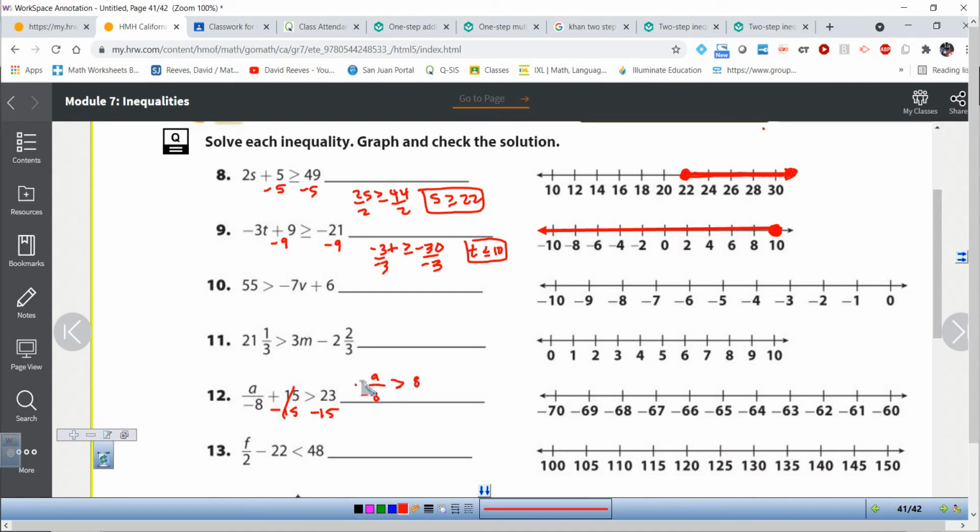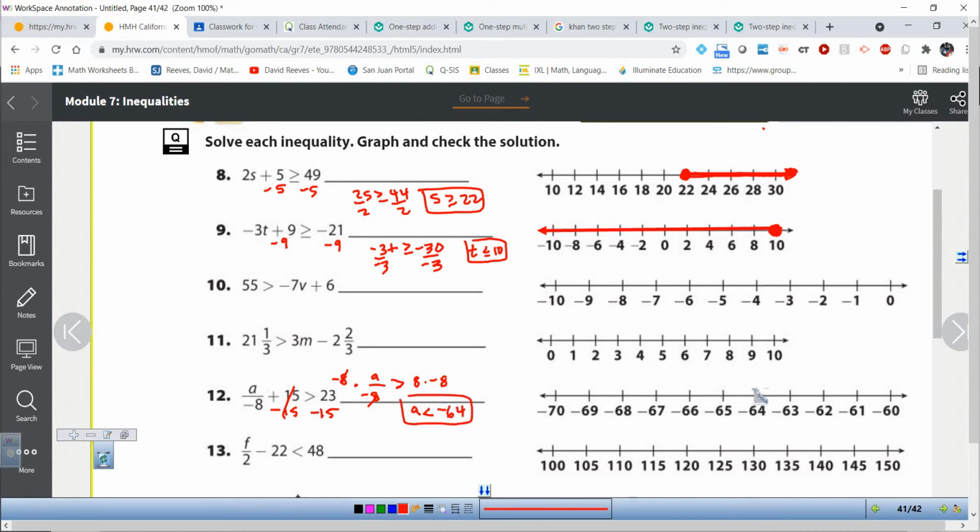All right. And then I'm going to multiply because the inverse or opposite of dividing by negative 8 is multiplying by negative 8. And again, bells and whistles going off in my head because I multiplied by a negative. So I'm going to reverse that inequality sign and get A is less than negative 64. A is less than negative 64.